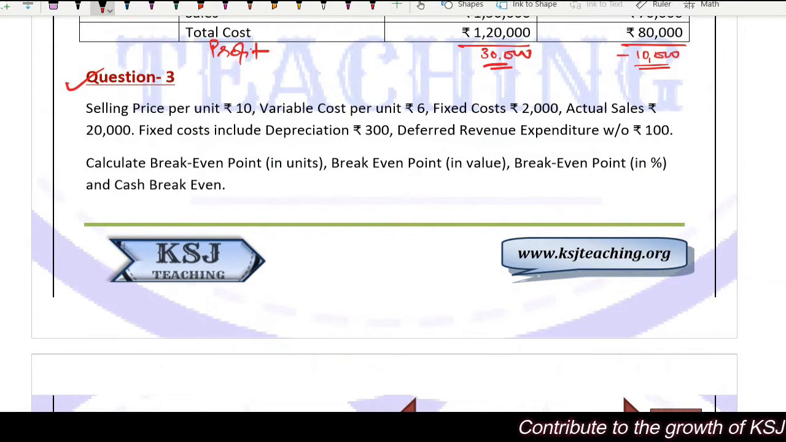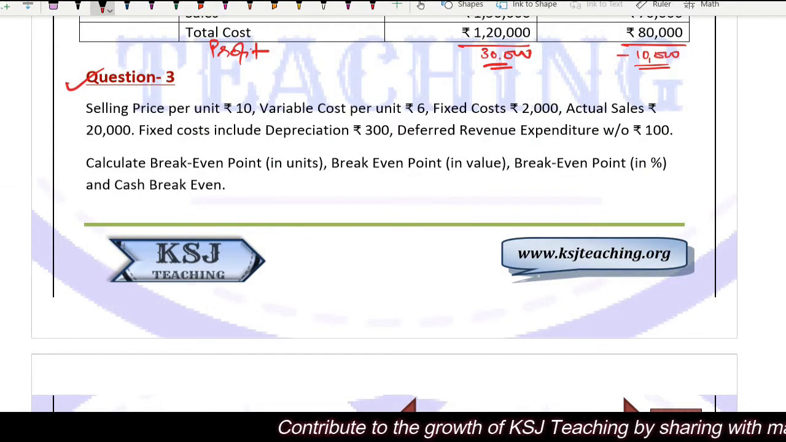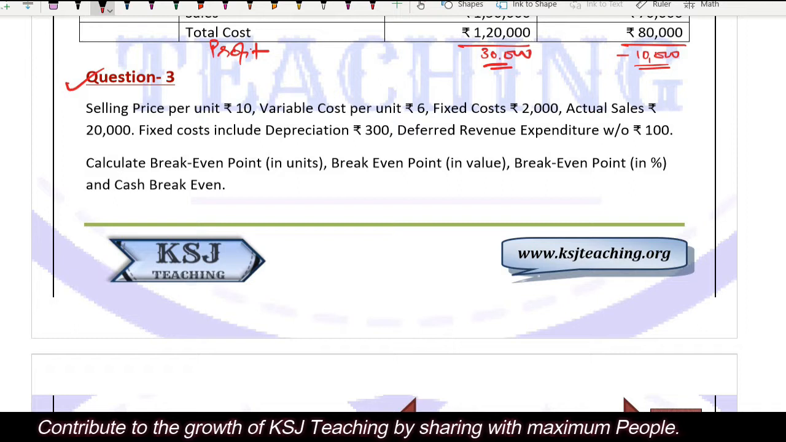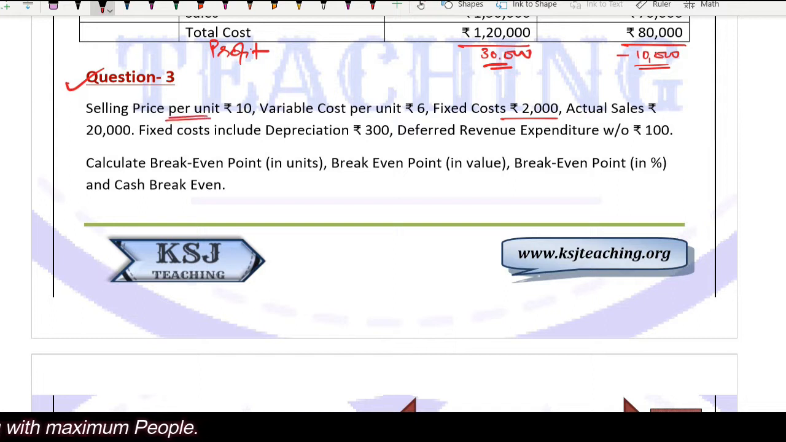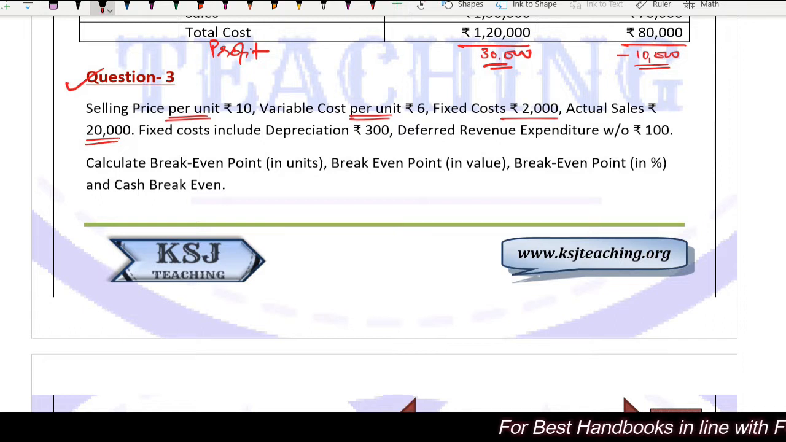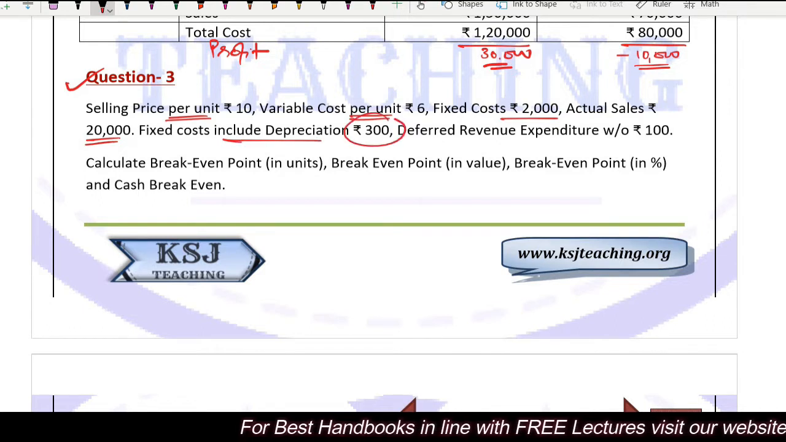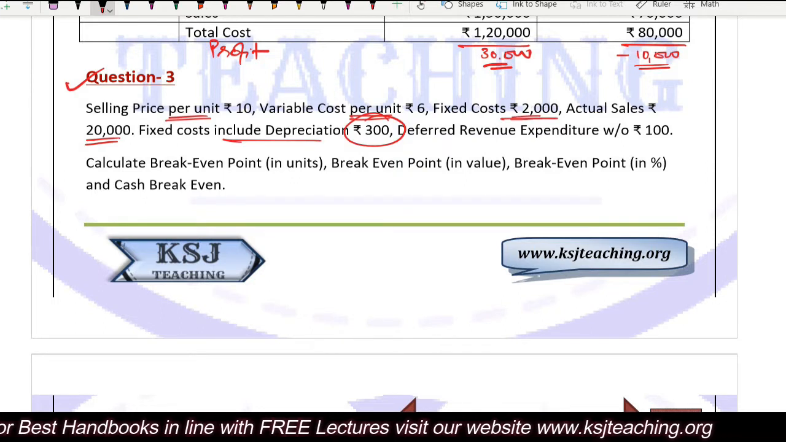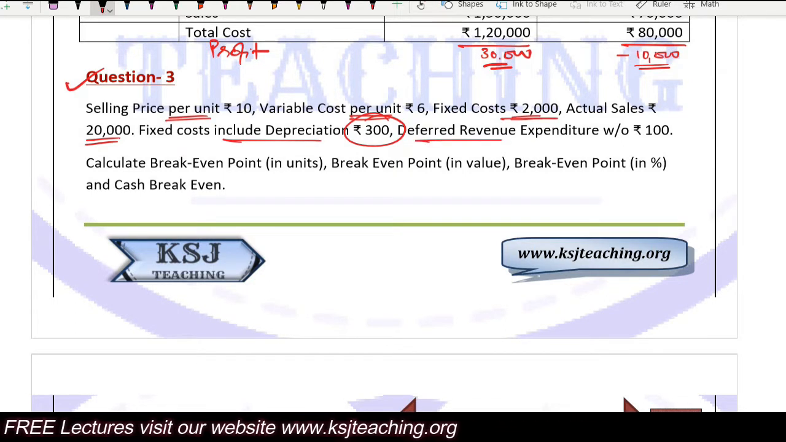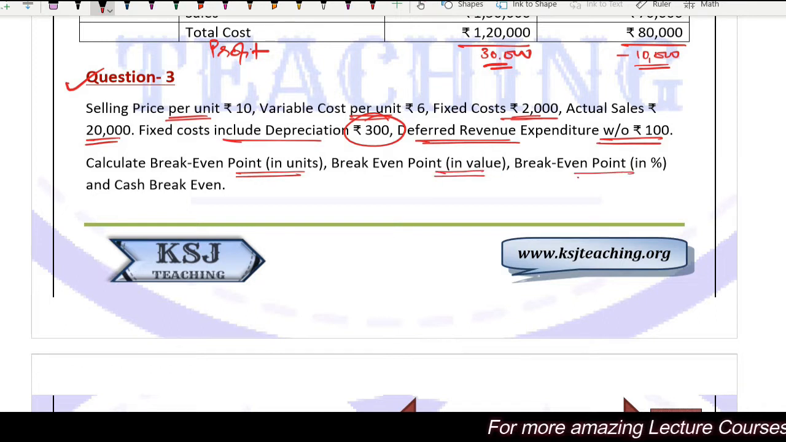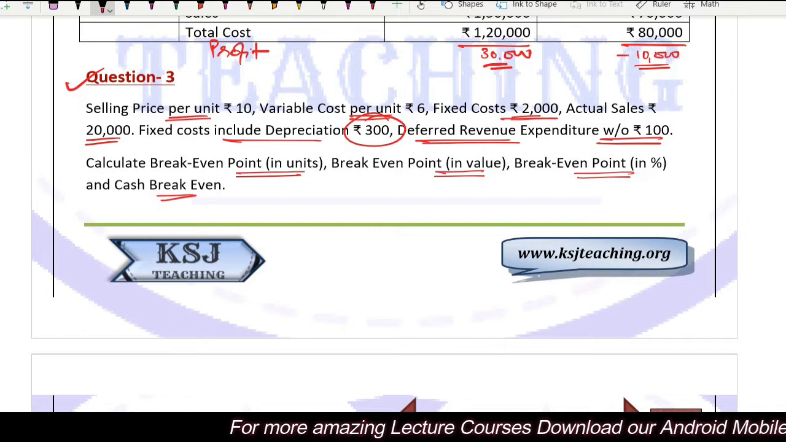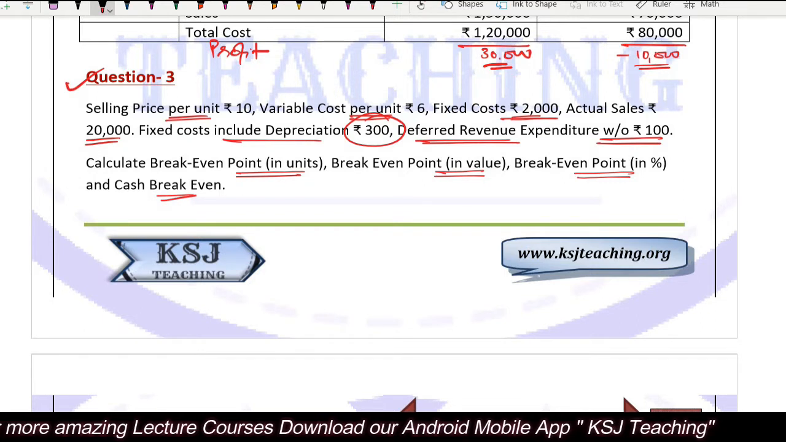Let's start with question number 3. Selling price per unit is rupees 10, variable cost is rupees 6, fixed cost is 2000 rupees, actual sales is 20,000 rupees. The fixed cost of 2000 includes a depreciation of 300 rupees and a deferred revenue expenditure of 100. Calculate break-even point in units, break-even point in value, break-even point in percentage, and cash break-even point. So all this you need to calculate.